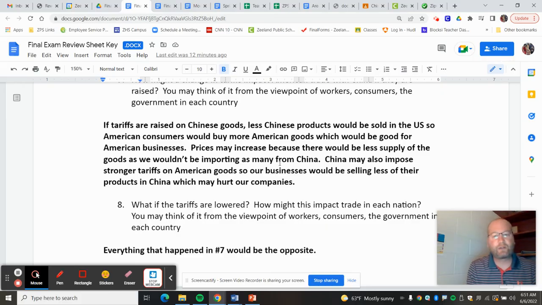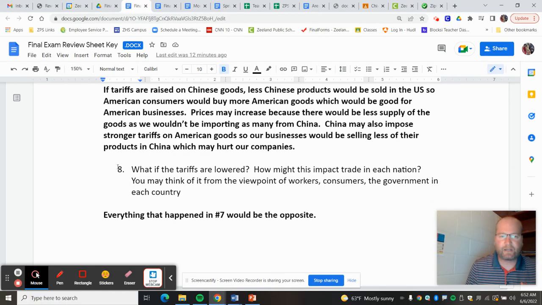The prices, though, may increase because there'd be less supply of the goods. All those Chinese products wouldn't be sold here anymore, so there'd be less supply. There'd be more scarcity. And so prices may increase. China may also impose stronger tariffs on our American goods so that our businesses wouldn't be able to sell products over in China. Or they'd be able to sell some, just not as many. And our businesses wouldn't be able to profit from that ability to sell goods over in China. Same thing, it'd be all the opposite stuff like I put here.